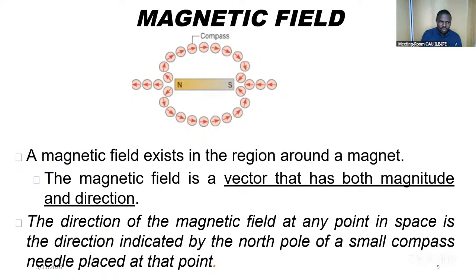So what I said earlier is this. When you have a compass with a very tiny needle and you place it, the direction in which that compass is pointing shows if it is north or south. That is not a pole. That is a magnetic field, which exists in the region around a magnet. Let me try to recall what you have done before.